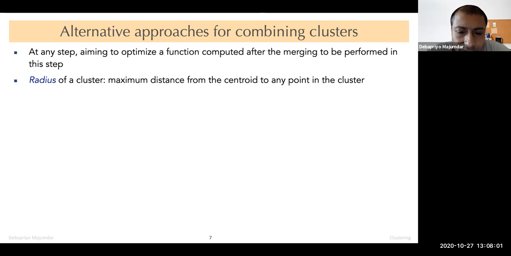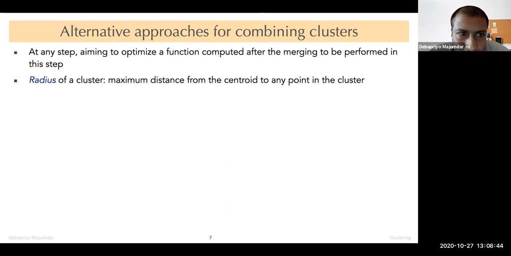For this, there are two definitions. One is the radius of a cluster. It's just like your standard concept of a circle: the maximum distance from the centroid to any point in the cluster. Obviously, here the clusters are not like circles. It's not that there is a center and all the other points are on the circle, but radius means, from the centroid, what is the largest distance to any point? If you draw a sphere or a hypersphere from the centroid, it is the minimum radius that you need to draw to cover all points of the cluster.